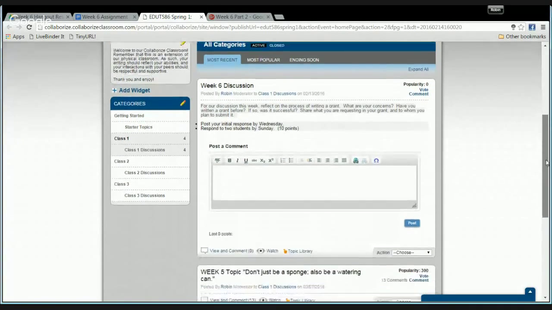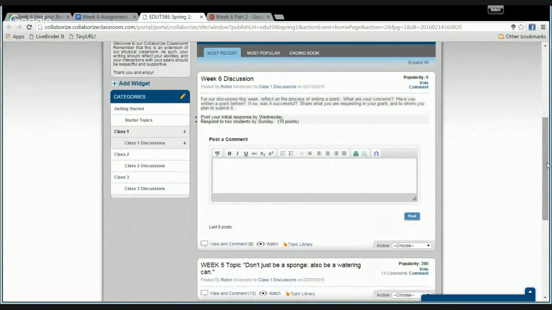And the prompt, as I mentioned before, is to reflect on the process of writing a grant. What are your concerns? Have you written a grant before? If so, was it successful? Share what you're requesting and to whom you plan to submit. So at this point, I just want to share a little bit of information with you on grant writing.